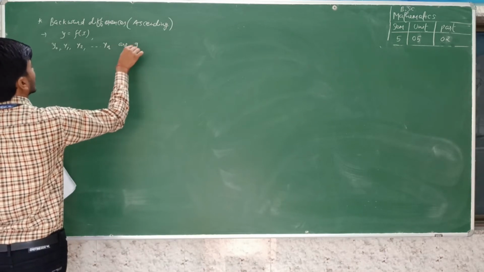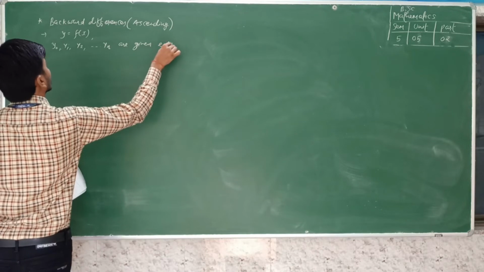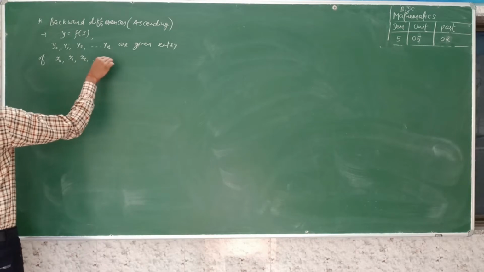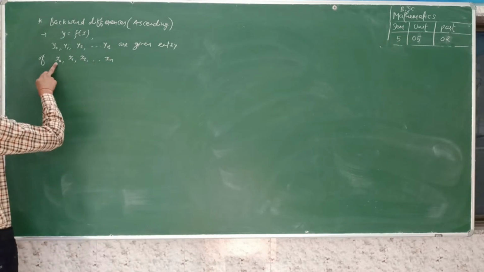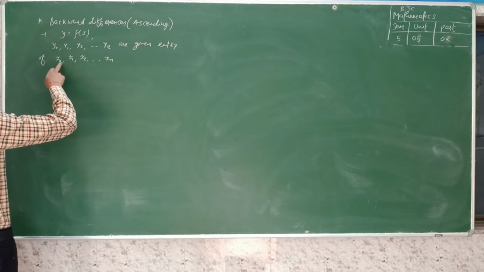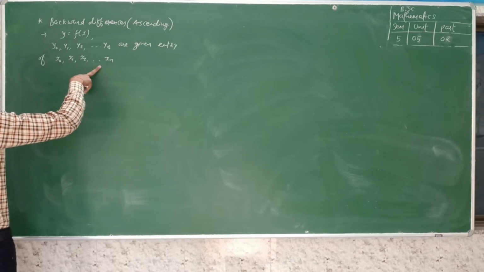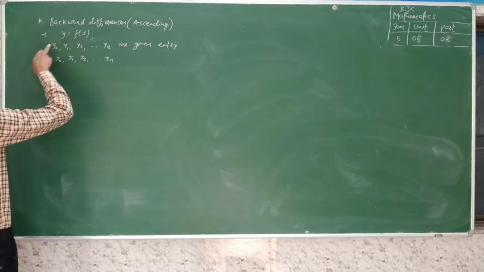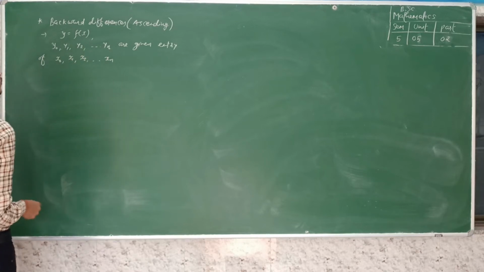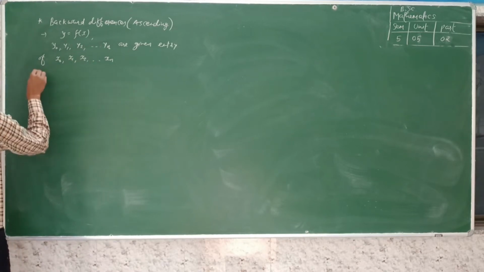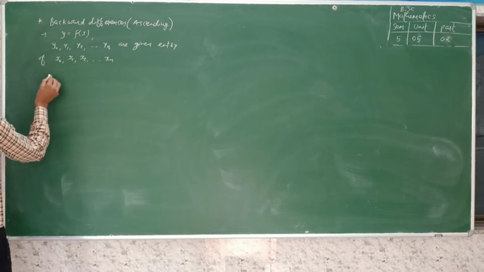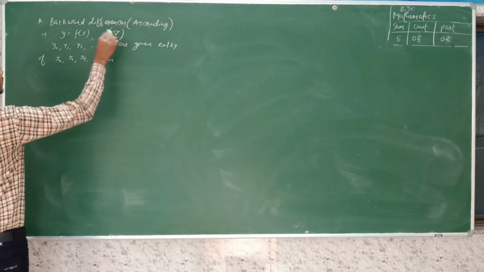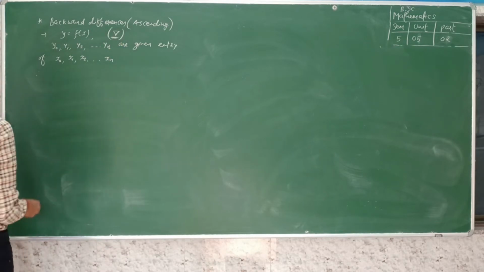given for entries x0, x1, x2 up to xn. So x0, x1, x2 up to xn are the arguments, and the corresponding entries of this function are y0, y1, y2 up to yn. So we can express the backward differences by using the nabla operator. This symbol is called the nabla operator.